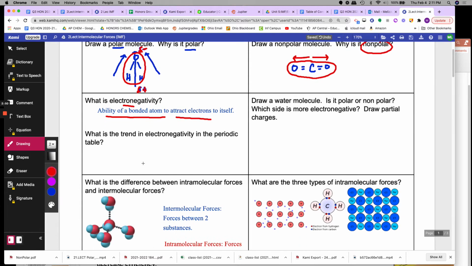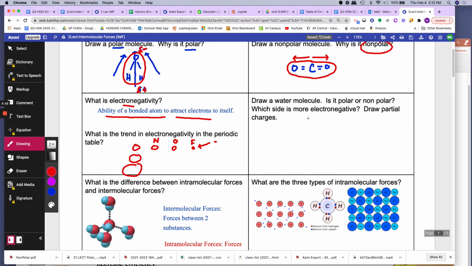The trend in electronegativity in the periodic table goes like this. As you go to the right of the periodic table, the atoms get smaller. As you go down, it gets bigger. Therefore, the smallest one is most electronegative because the electron can get close to the nucleus. The most electronegative atom in the periodic table is F, then O, then N. So you have to consider those three as very electronegative.